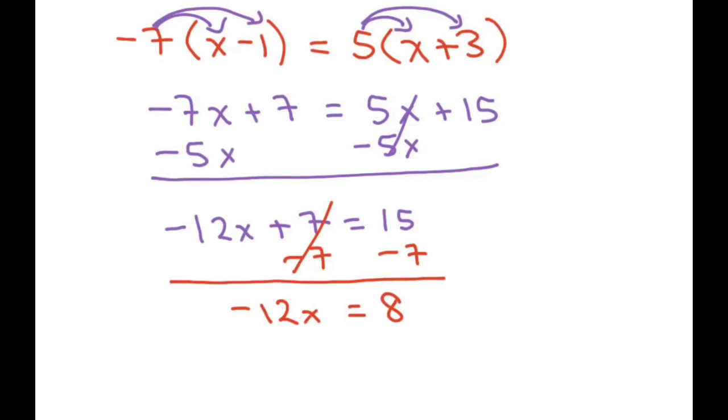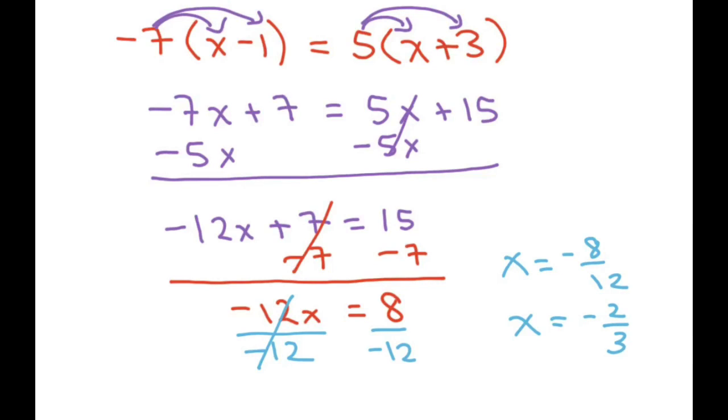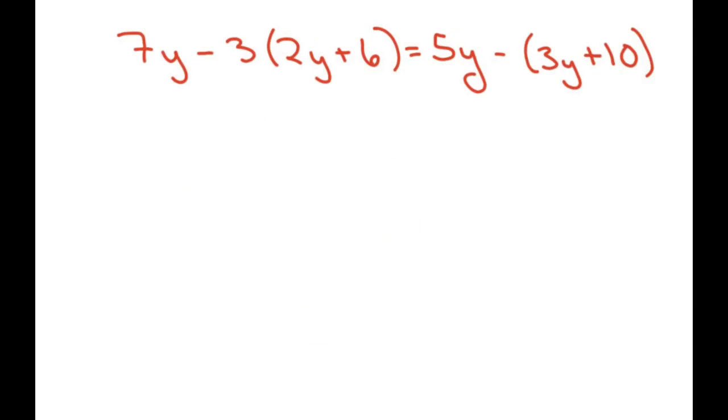Then divide both sides by negative 12. That equals 1. So you get x equals negative 8 over 12. We can reduce that by dividing the numerator and the denominator by 4. So that's going to be negative 2 over 3 when you reduce it. And the last one is this one.